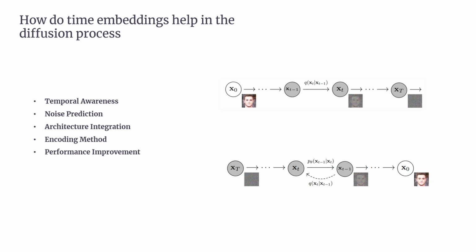1. This encoding maps each time step, t, to a vector, allowing the model to distinguish between the various stages of the diffusion process. 2. Essentially, the model uses this encoding to understand where it is in the process and how the noise should be treated at each step. Fifth, performance improvement.